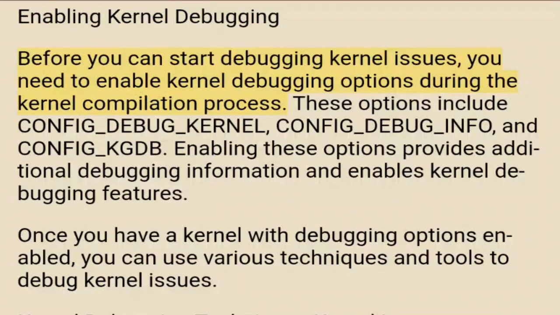Enabling kernel debugging. Before you can start debugging kernel issues, you need to enable kernel debugging options during the kernel compilation process. These options include CONFIG_DEBUG_KERNEL, CONFIG_DEBUG_INFO, and CONFIG_KGDB. Enabling these options provides additional debugging information and enables kernel debugging features. Once you have a kernel with debugging options enabled, you can use various techniques and tools to debug kernel issues.